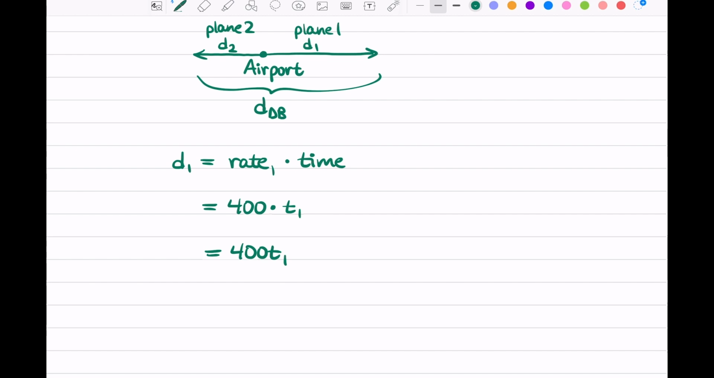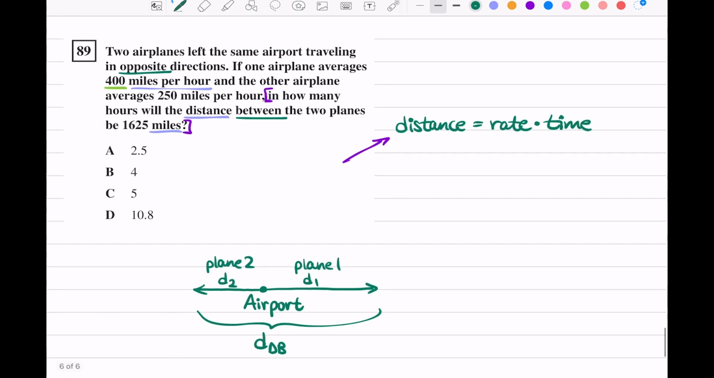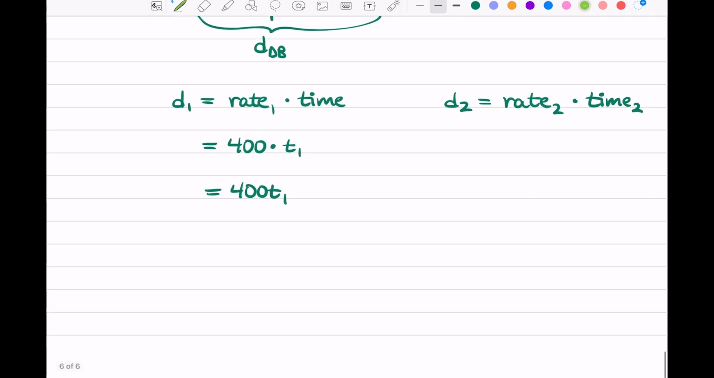Now let's think about the second plane, t sub 2. Same idea, we have to look at the rate that that plane is flying at times the time that it flies. So are we told the rate of the second plane? Yes, we are. That's 250 miles per hour. So we can put that information into our equation. So 250. And we don't know how long that plane is flying, so let's just call it t sub 2. And we can rewrite that as 250 t sub 2.